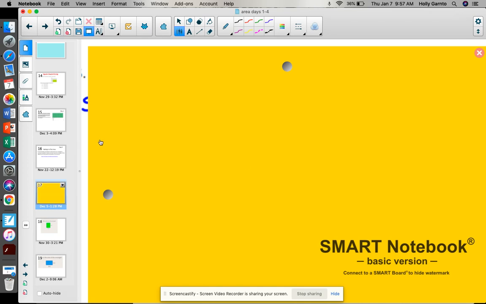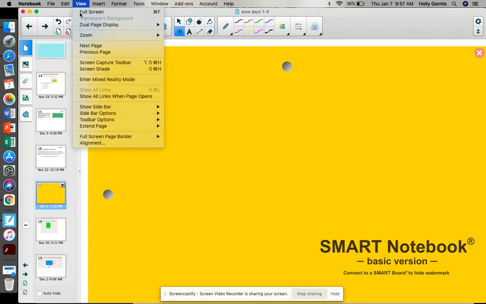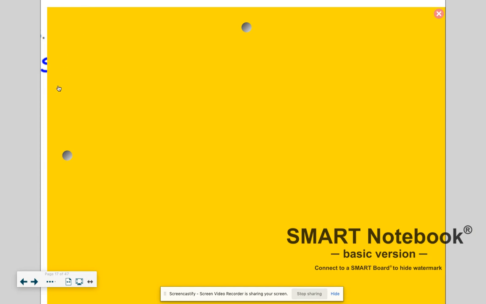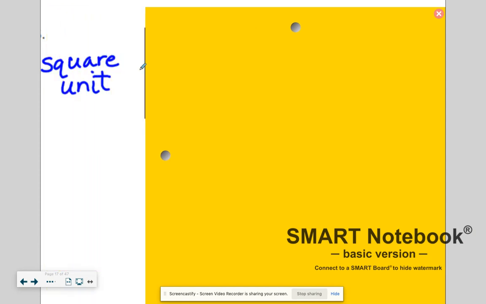All right, you need to get out your tip chart. We're picking right back up with area. This is going to be number 2 on your tip chart. So number 2 right here is square unit.